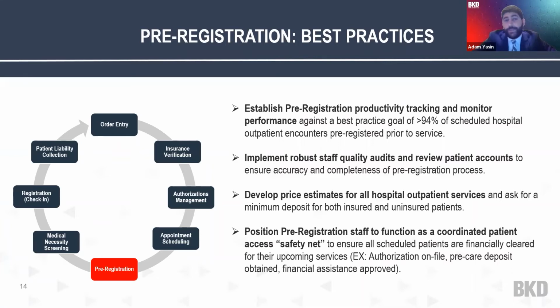Item 2, you want to implement robust staff quality audits and review patient accounts. We'll look at a sample quality audit at the back end of this presentation, but this is just to ensure accuracy and completeness of the pre-registration process. It's going to be really important to incorporate a cadence to those quality audits to allow for coaching. We're asking a lot of our patient access staff, and really the function has evolved tremendously over the years. And so, with all the complexity there at the point of service, pre-service, we want to make sure that we're giving that timely, constructive feedback through those quality audits. Item 3, price estimation, a real hot topic, as we all know.